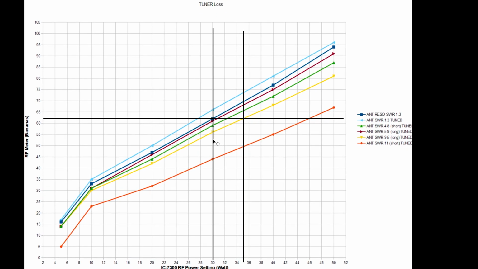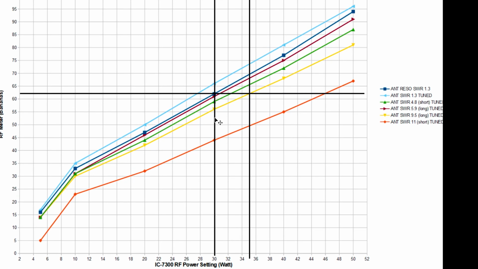Let's test the theory that reflected power is lost and transformed into heat, and the tuner is making only the transceiver happy. If we look at, for example, the dark blue line, which is the antenna setup without the tuner, at 30 watts we get an RF meter reading of about 62. The same RF meter reading we get for the yellow line at about 35 watts, which is a tuned antenna with an original SWR of 9.5.